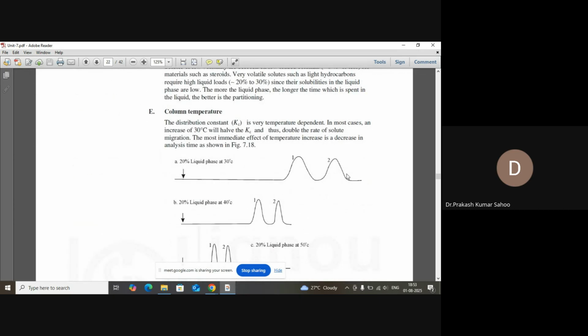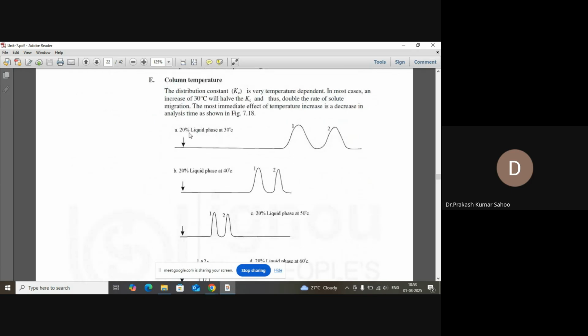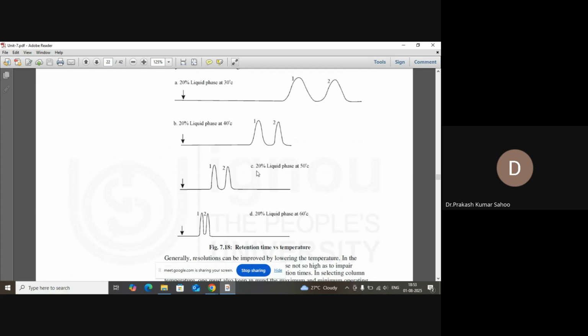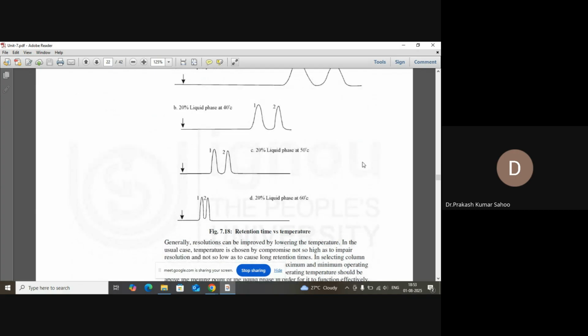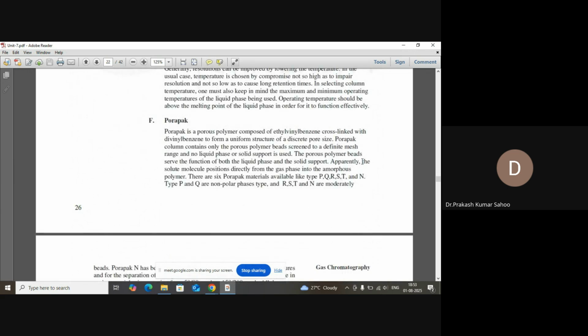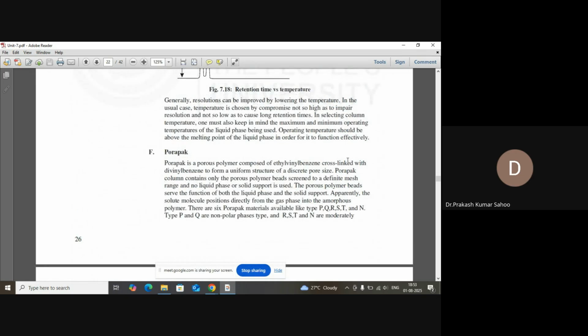So column temperature we have, similarly how the column temperature, 30 degrees to 40, 40 to 50, 50 to 60, impacts the chromatogram. It is highlighted here. Chromosorb Porapak is a porous polymer composed of ethyl vinyl benzene cross-linked with divinyl benzene to form a uniform structure of discrete pores. Porapak columns contain only the porous polymer beads screened to a definite mesh.